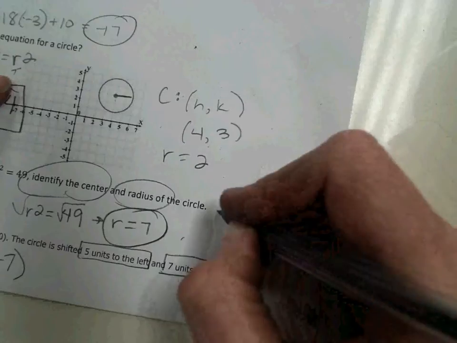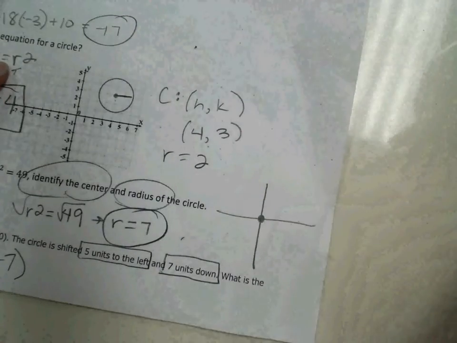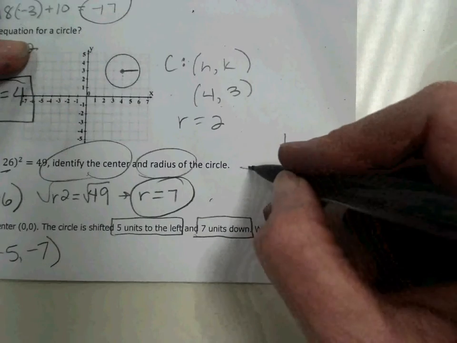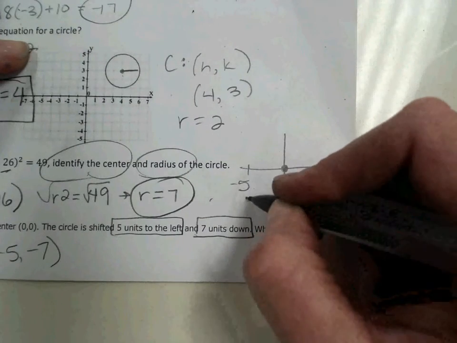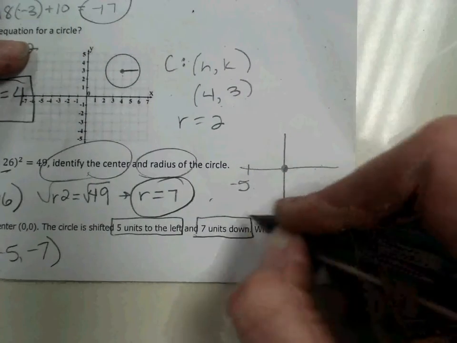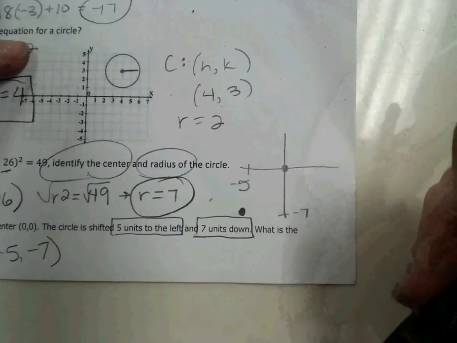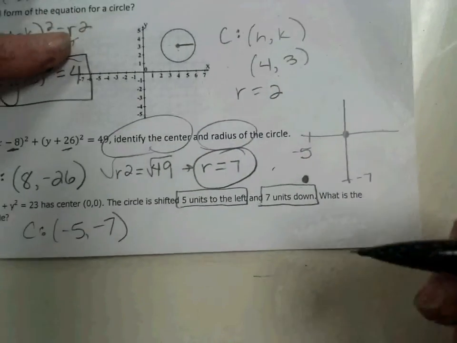If it's hard for you to visualize that, it's not a bad idea to just sketch it. Here I am, my center is 0, 0, 5 units to the left, and 7 units down. Right? It's not a bad idea, it doesn't take long to draw that little sketch.